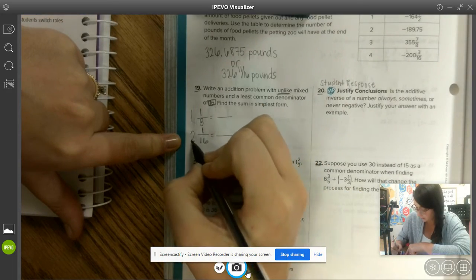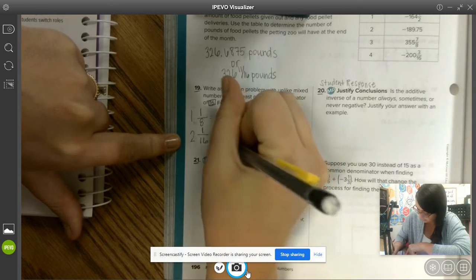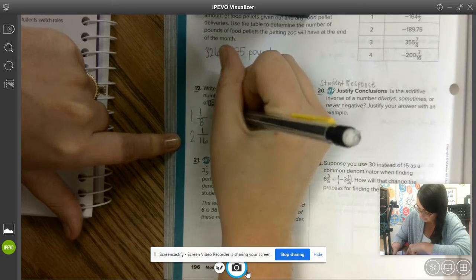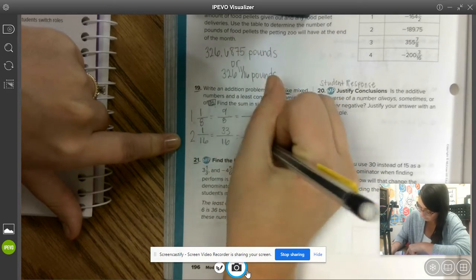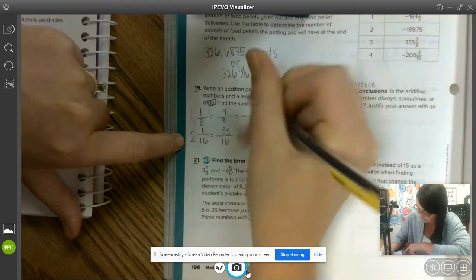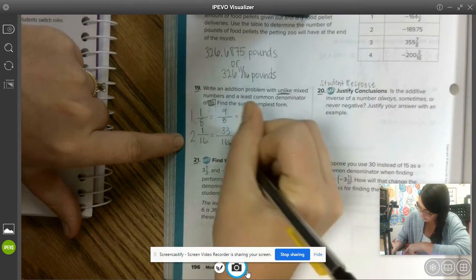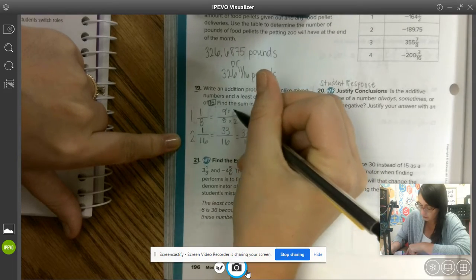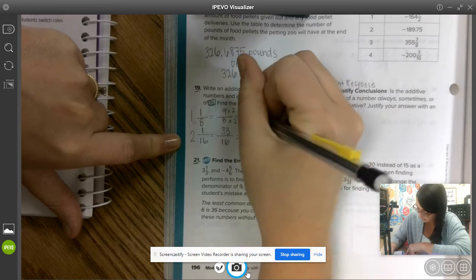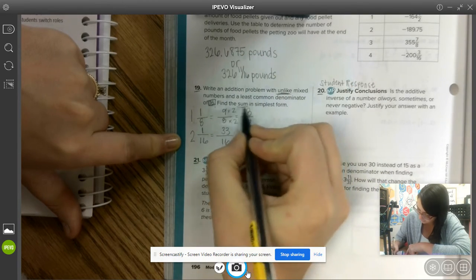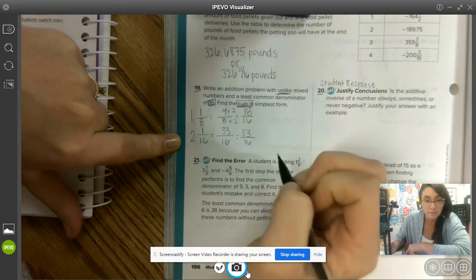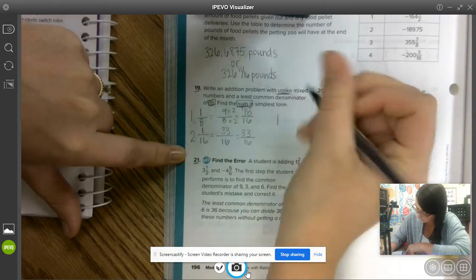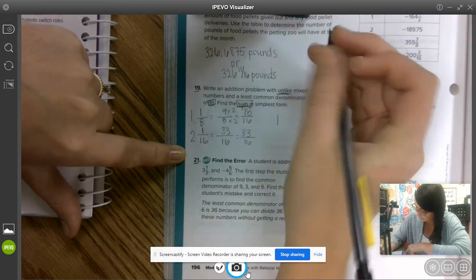16 times 2 is 32 plus 1 is 33. And then I've got 8 times 1 is 8 plus 1 is 9. And now I can work with my least common denominator. So this is going to stay the same. 8 times 2, which means I have to do 9 times 2. And it said to find the sum. Sum means addition, right? So 8 plus 3 is 11. Carry my 1. And 3 plus 1 is 4, plus 1 more is 5.